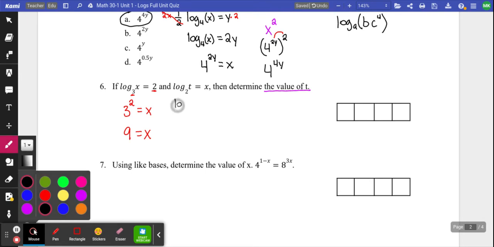Now I can go back to this question and change x to be 9. Then repeat the same process. The base becomes the base of the power, to the power of 9, equals t. That means 2 to the power of 9 equals t. I'm going to have to use my calculator for that. 2 to the power of 9 is 512, equals t. The answer is 512.